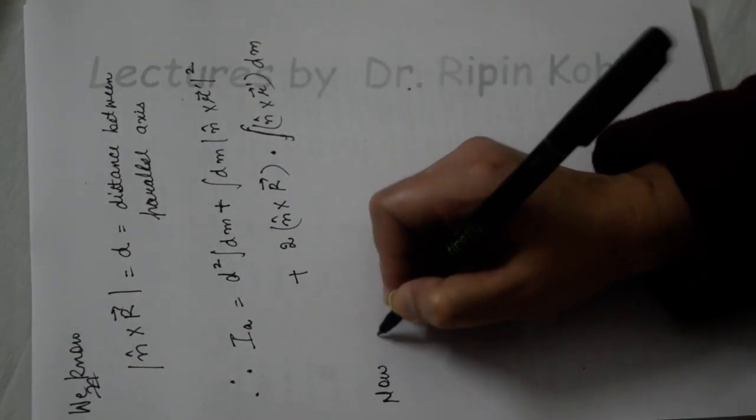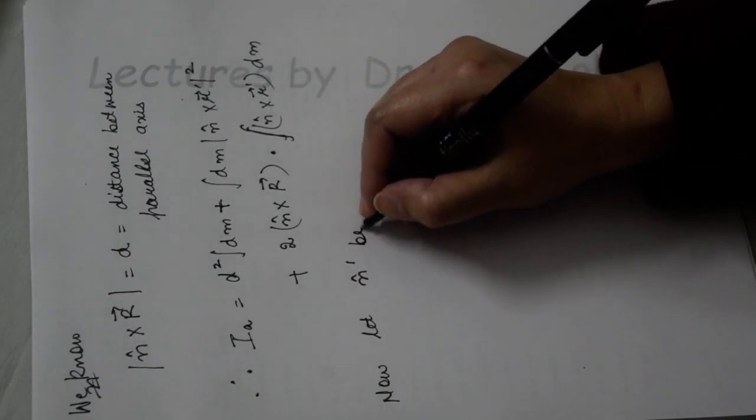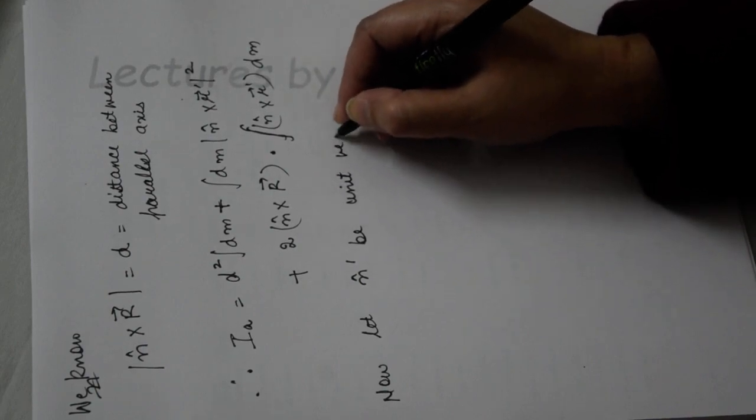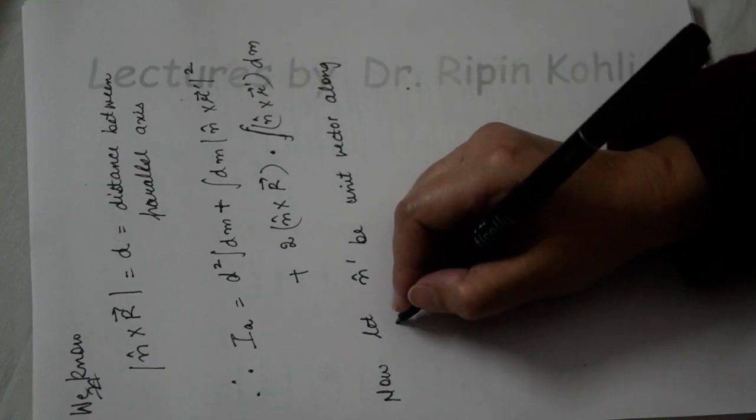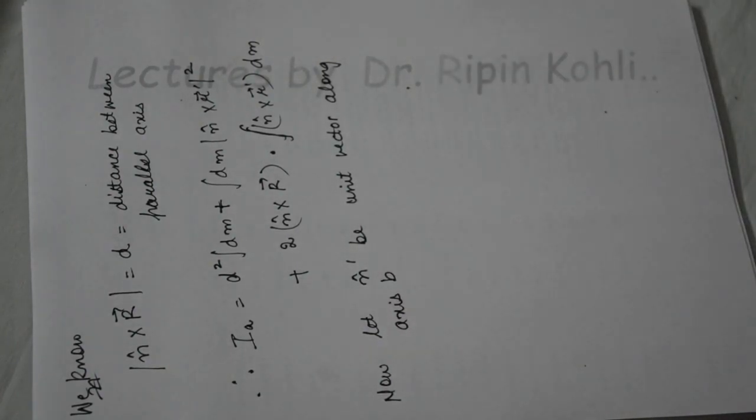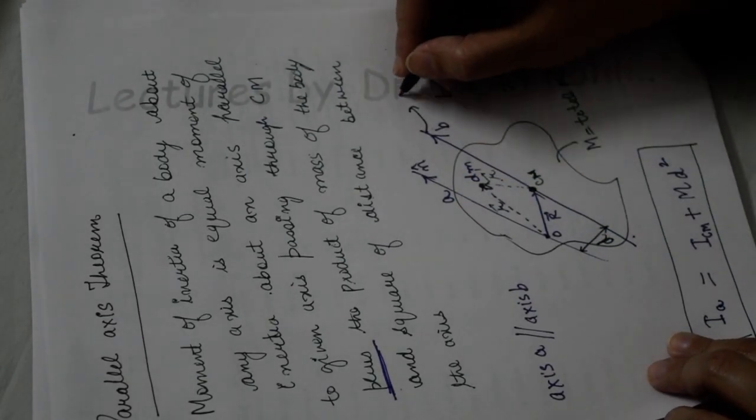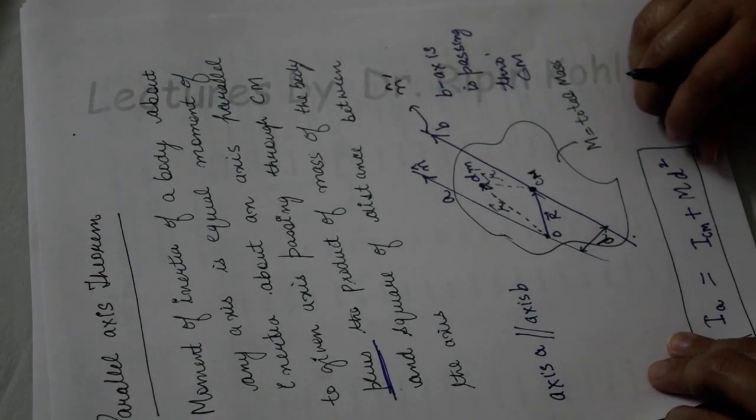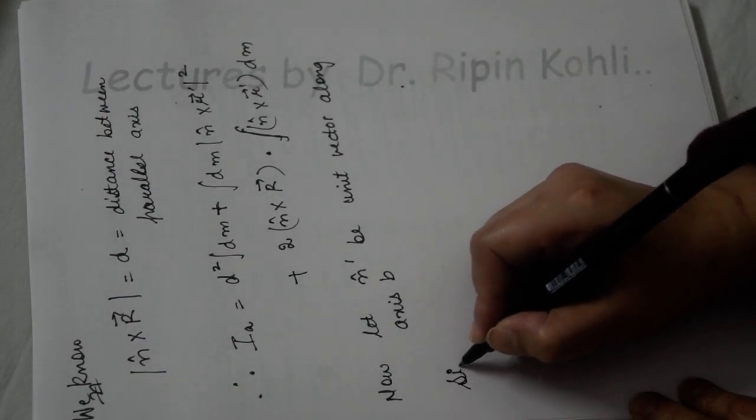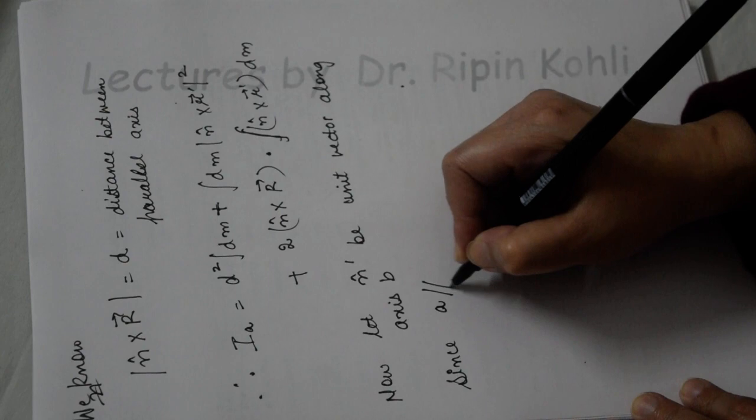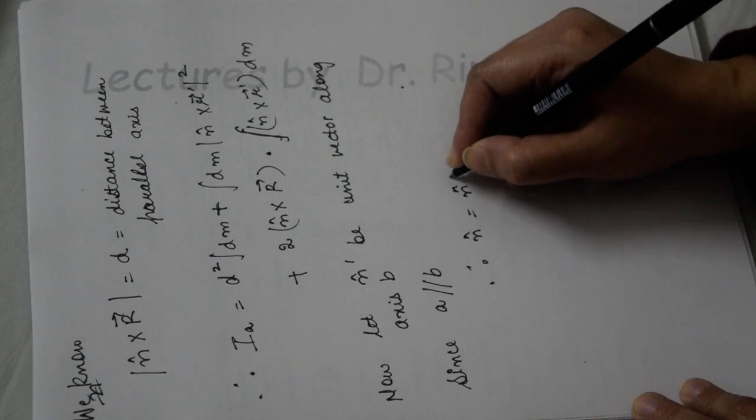Now let n cap dash be unit vector along axis B. Here n cap is unit vector along A, and I say that n cap dash is unit vector along B. But keeping in mind, since A is parallel to B, therefore n cap is equal to n cap dash.